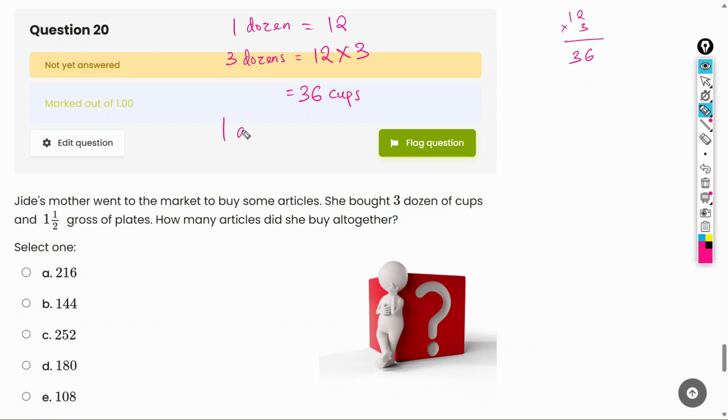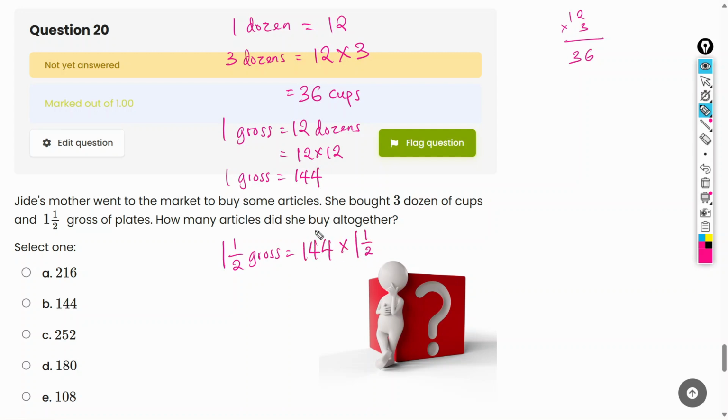1 gross is equal to 12 dozens. That's equal to 12 times 12. So 1 gross is equal to 144. If 1 gross is equal to 144, then 1.5 gross is equal to 144 times 1.5. So that's 144 times 1.5. So we are looking for 1.5 of 144.